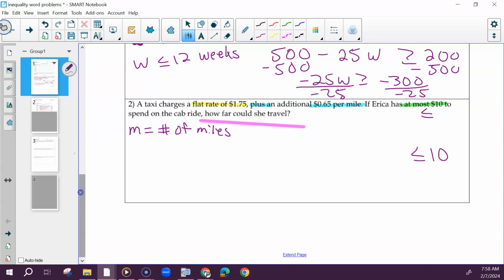And then let's figure out the rest. So the word plus is literally a plus. And then the 0.65 per mile, we're going to multiply. So how would we set up that inequality? Plus 0.65 times whatever your variable is, yep. And let's solve that. If you put 0.65m plus 1.75, that's also fine.